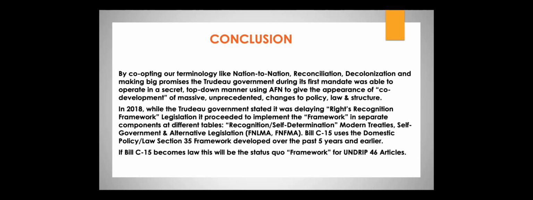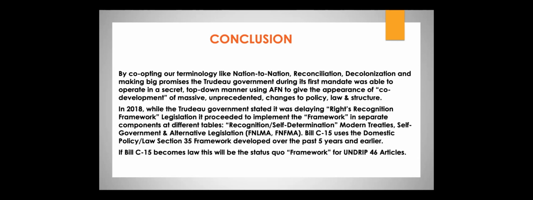In 2018, on Valentine's Day, I think it was, the Prime Minister made a speech in the House of Commons saying he wants to have a law passed before the next federal election for a rights recognition framework. In the fall of 2018, because the proposed bill was rejected widely by First Nations, they announced they were delaying it publicly. But privately, what they continue to do is implement it in separate discussion and negotiation tables across the country.